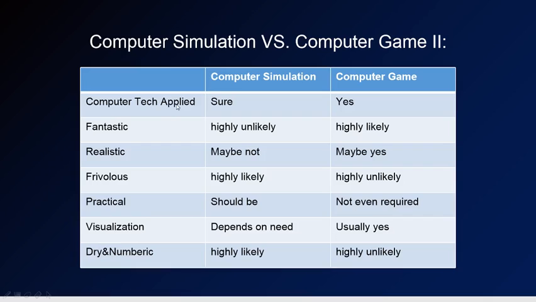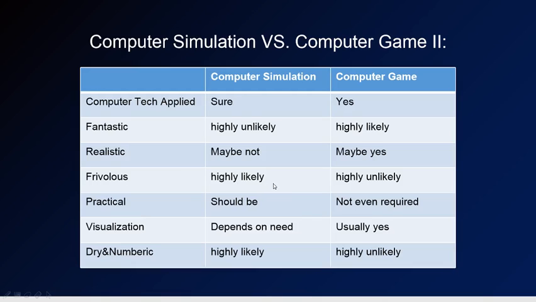So computer technology applied for simulation, that's for sure. For game, yes. Anyway, Xbox is a computer. The second one is fantastic. For simulation, it's highly unlikely because it is not needed. But for game, highly likely, yes, because fantastic will have much better user experience. Realistic, for simulation, maybe not, but usually yes. For game, maybe yes, but usually it's not.